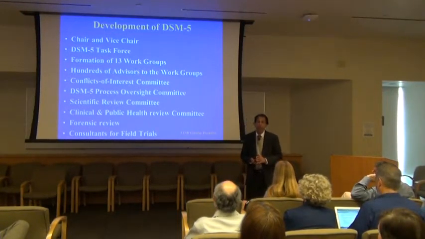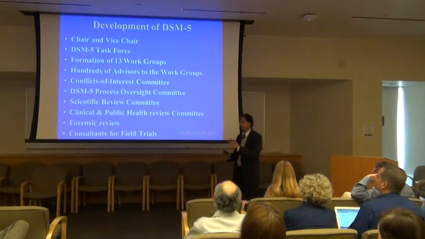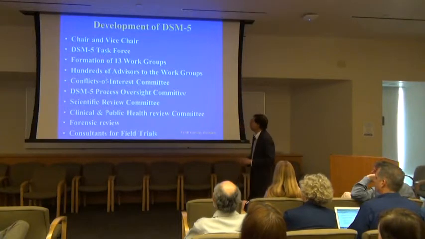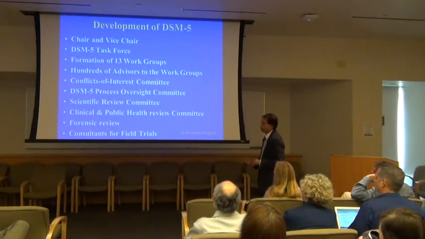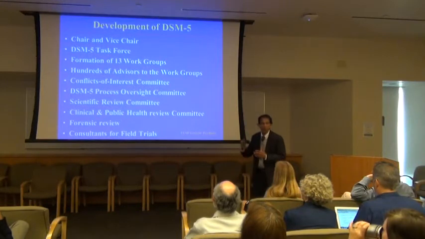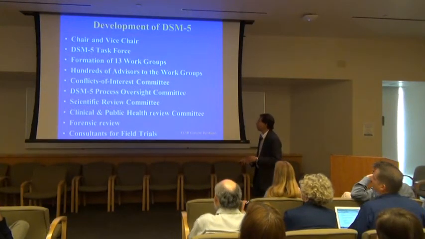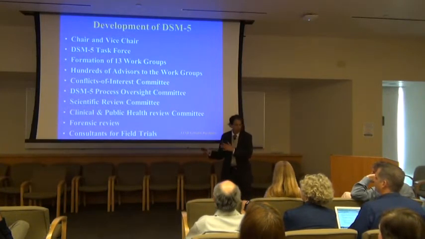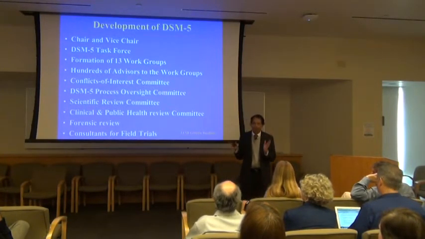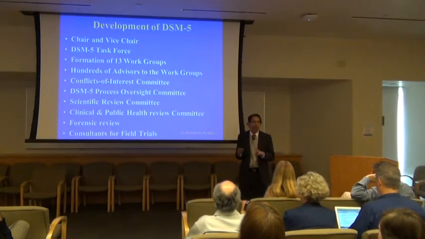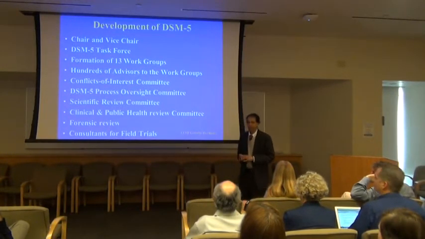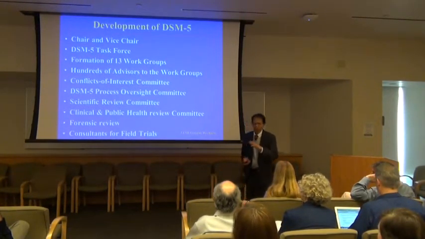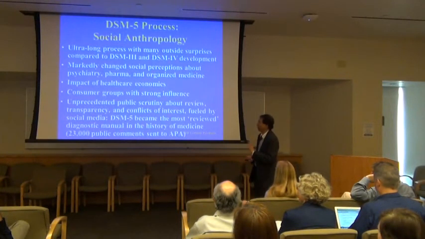There are many disorders, for example, sexual or gender-related disorders, where the data are very limited, and yet clearly we need to include them. Forensic review, because every time you change a criterion that has major implications in the courts of law. And there were field trials to make sure that the criteria were reliable, and so there were consultants for field trials. So, a pretty complex process in which something like 3,000-4,000 people from all over the world were involved, and they included psychiatrists, psychologists, social workers, nurses, pediatricians, neurologists, what have you.